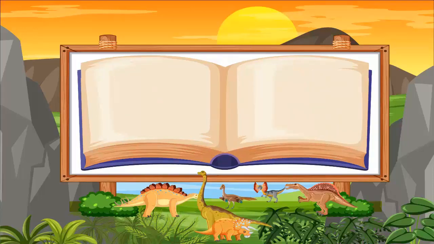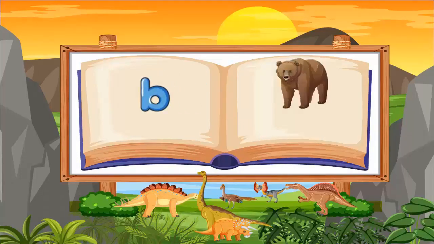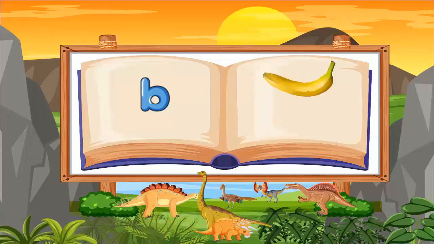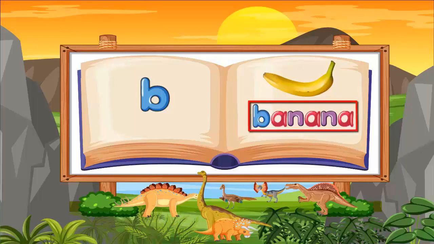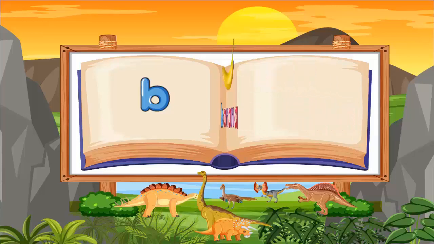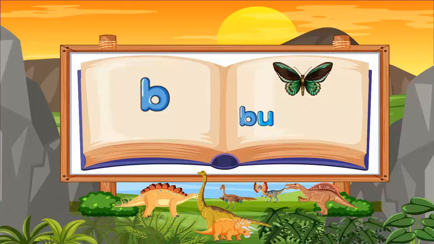We are going to learn words starting with the letter B. B for bear, B, E, A, R, bear. B for banana, B, A, N, A, N, A, banana. B for butterfly, B, U, T, T, E, R, F, L, Y, butterfly.